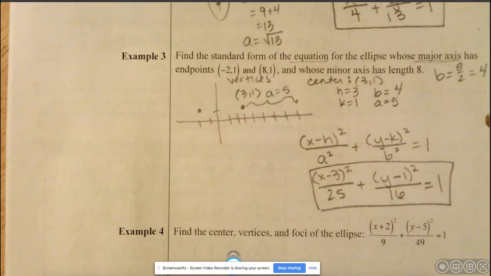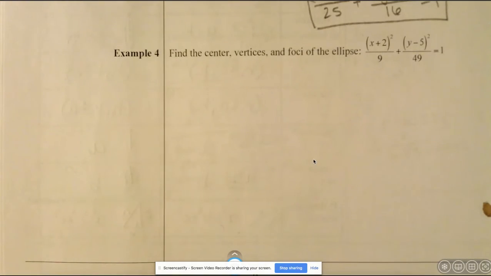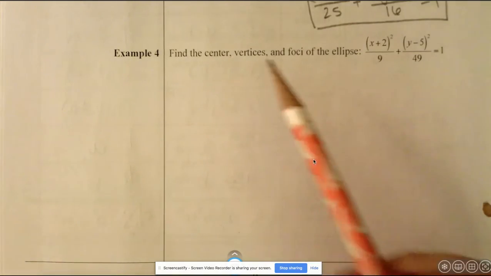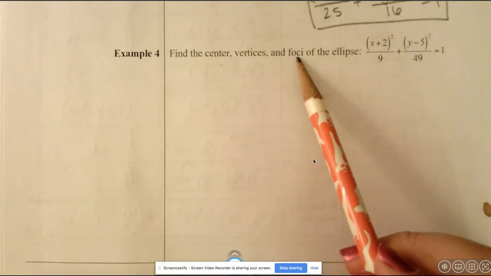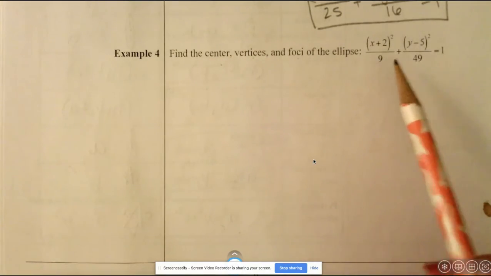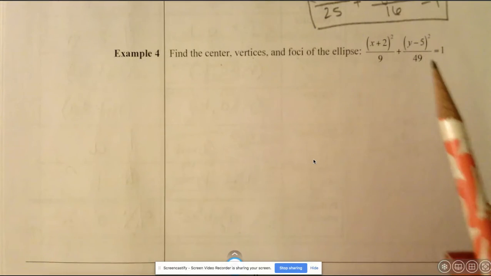So again, the hardest part is knowing what to find and how to find it, and then substituting it in. You have the formulas, so it's pretty straightforward. All right, our next example, we want to find the center, the vertices, and the foci of the ellipse with the equation. So we're doing those last couple of examples, but backwards.